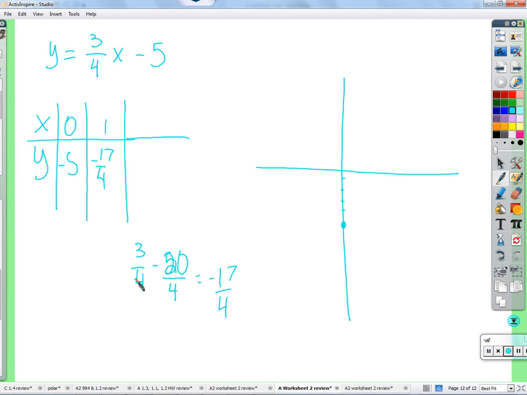Negative 1, then we'll get negative 3/4, so we get negative 3/4 minus 24. So that's not too hard. We can work that out right now, because this would just be negative 23/4. Do you want to graph negative 23/4?